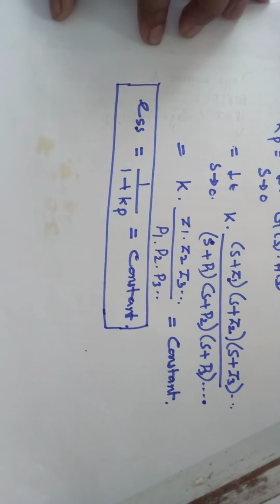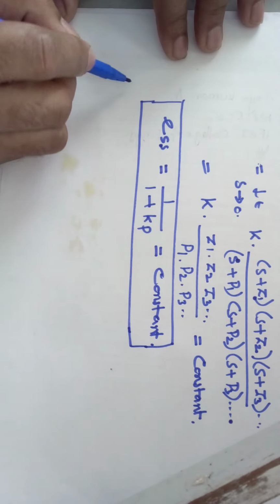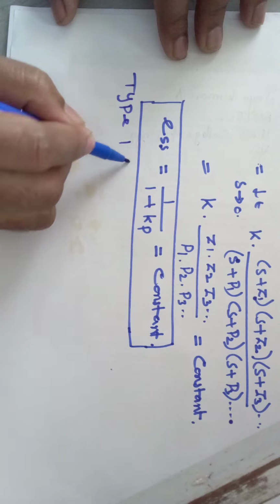We can find the static error constant for a type 1 system as follows. Here it is a type 1 system.